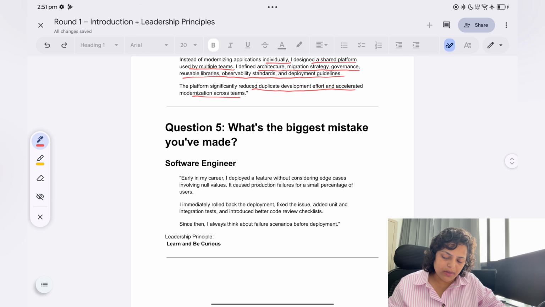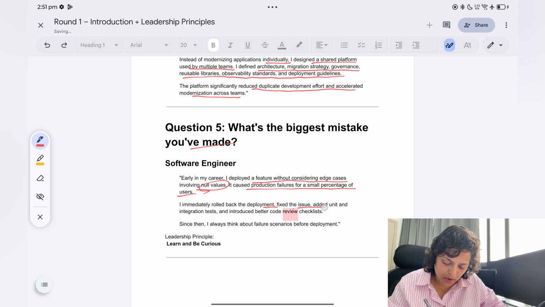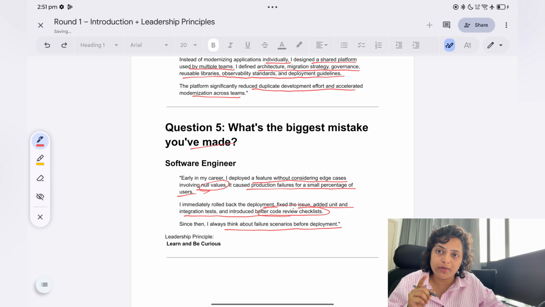Now the fifth question would be, what's the biggest mistake you have made? Okay, so what a software engineer would say: early in my career, I deployed a feature without considering edge cases involving null values. It caused production failure for a small percentage of users. So I immediately rolled back the deployment, fixed the issue, added unit tests and integration tests, and introduced a better code review checklist. So since then, I always think about failure scenarios before deployment.